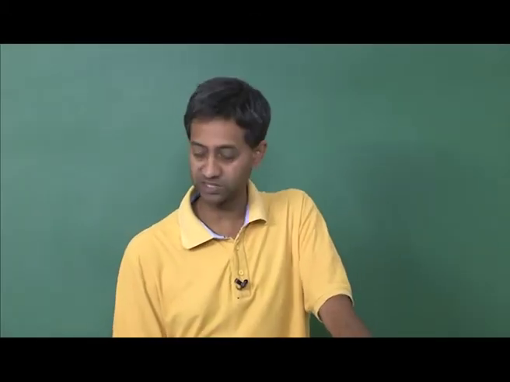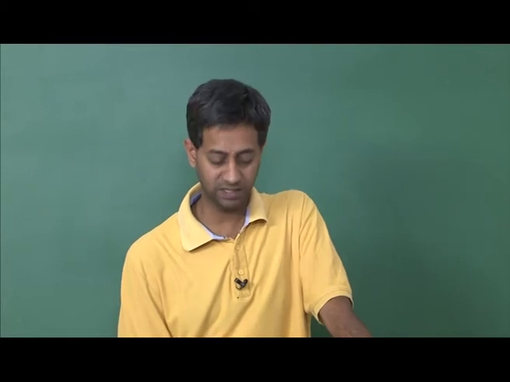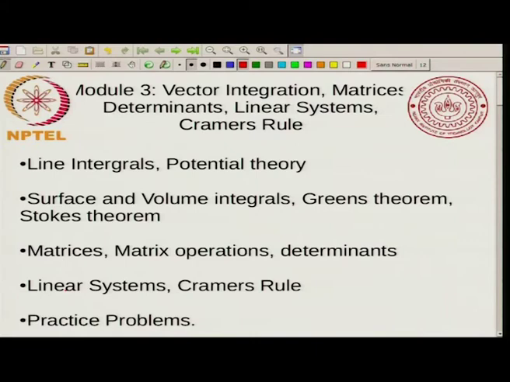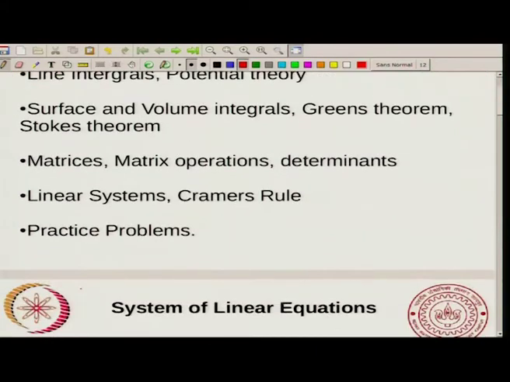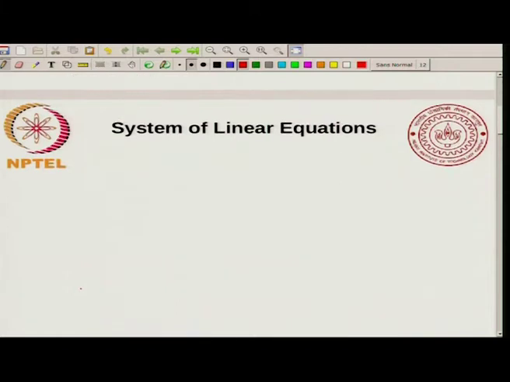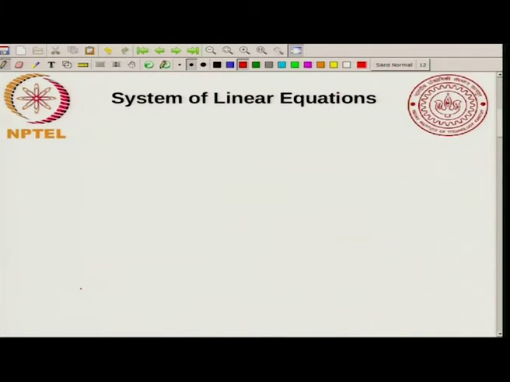So, the next thing we want to discuss about matrices is how to use matrices to solve a system of linear equations. In this we will talk about Cramer's rule. So, what is a system of linear equations and where do matrices play a role in it? Suppose you have a system of linear equations, and let us say the unknowns are x, y and z.